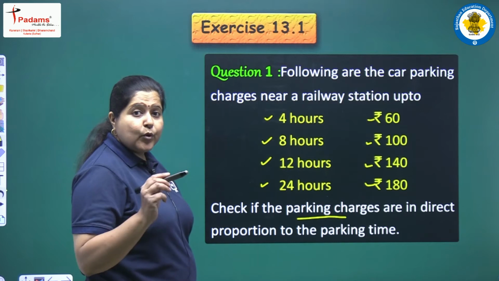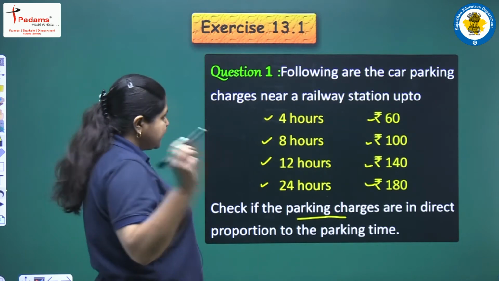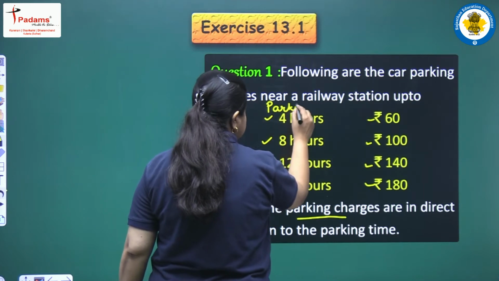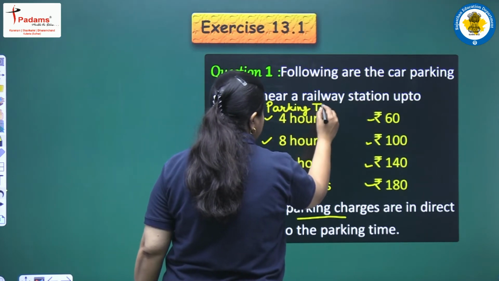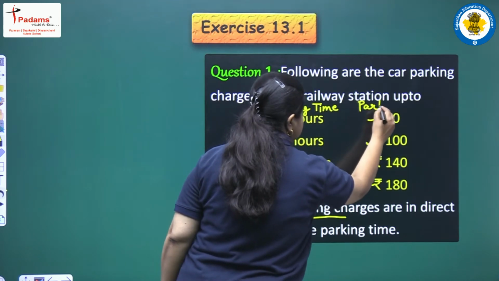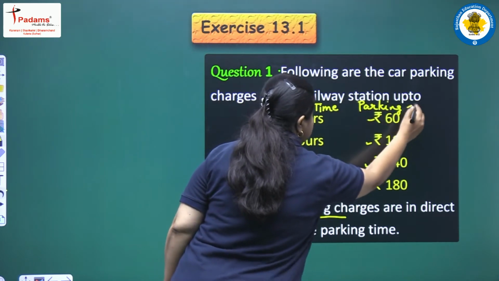Now here the two quantities that are given are here. First one is representing the parking time. First quantity is parking time and the second quantity is parking charges.